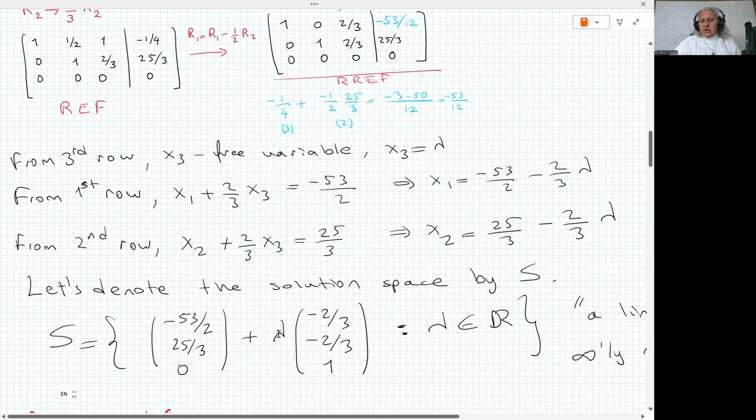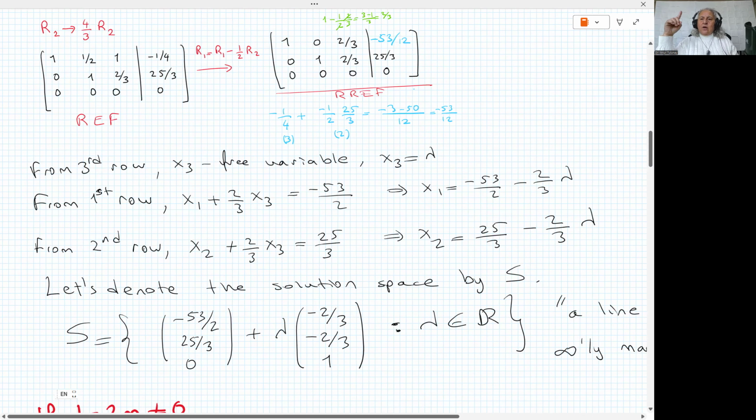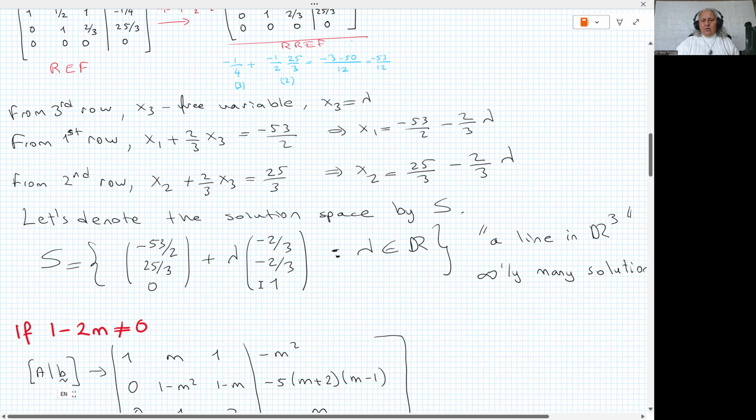So this is a solution space. What is this solution space? This is a line in the real three-dimensional space, right? Because it is one-dimensional, and we have 3 components, x, y, z, or x1, x2, x3. So these are vectors in R3. So we have a vector, this is a point that the line passes through. And this is the direction vector of the line in R3. So this gives you a line in R3.